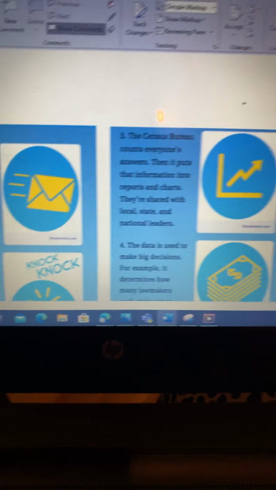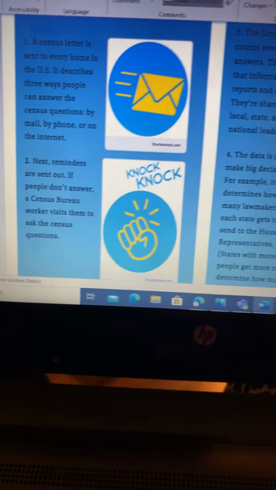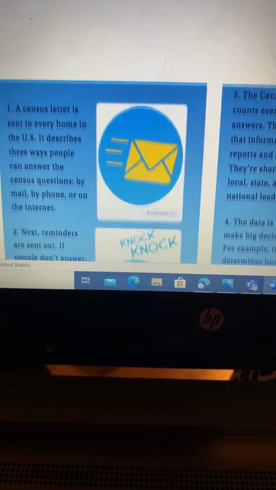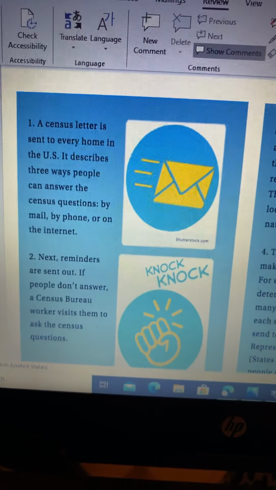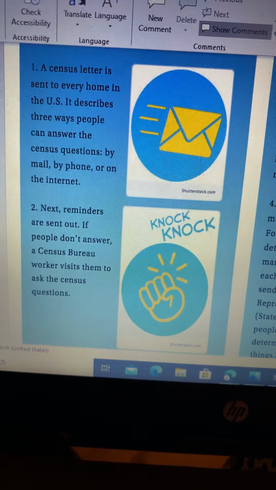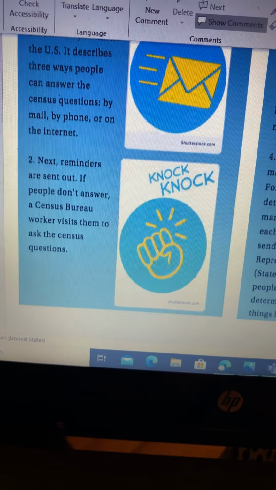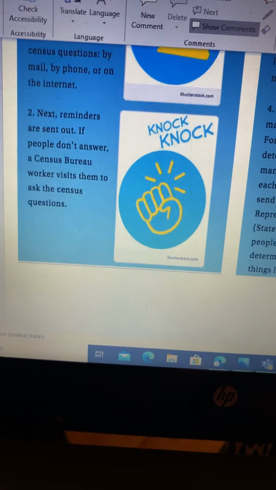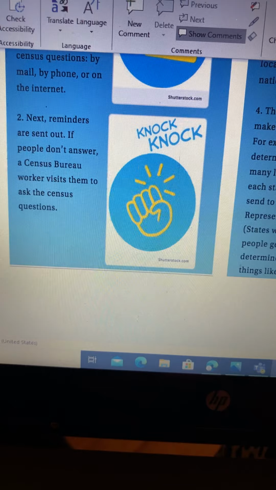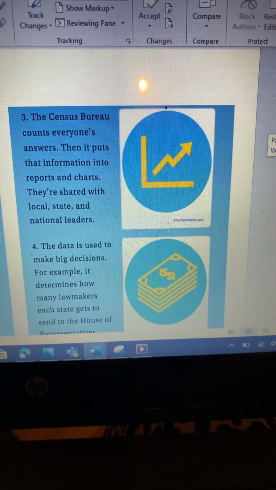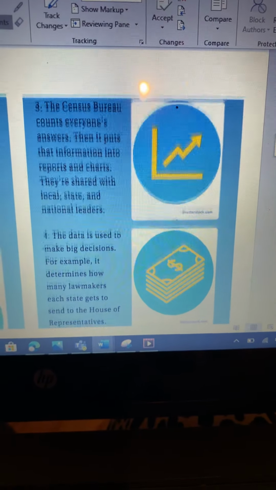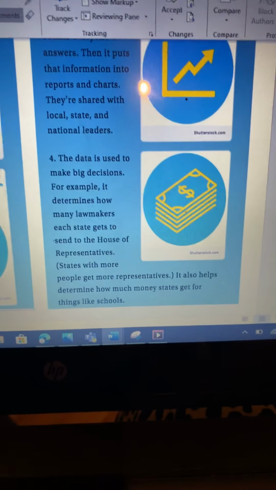Okay, so here are the ways that we can participate in the census. A census letter is sent in the mail to every home in the U.S. It describes 3 ways people can answer the census questions: by mail, phone, or on the internet. Okay. Next, reminders are sent out. If people don't answer, a Census Bureau worker visits them to ask the census questions. Over here, the Census Bureau counts everyone's answers and puts that information into reports.